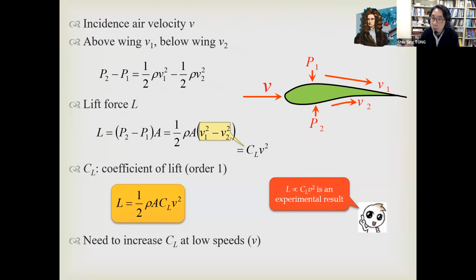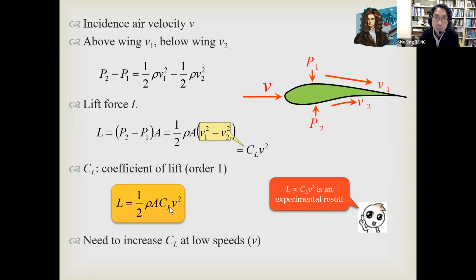Okay. So when the plane is landing or taking off, the velocity of the airplane may be smaller, and the resulting lift force may also be smaller. So people have to find ways to increase the lift coefficient in order to provide extra lift for the plane to take off and land. Now this is the problem when the velocity of flow is small. When the velocity of the airplane is small, you have to increase the coefficient of lift so that the plane can take off and land safely.